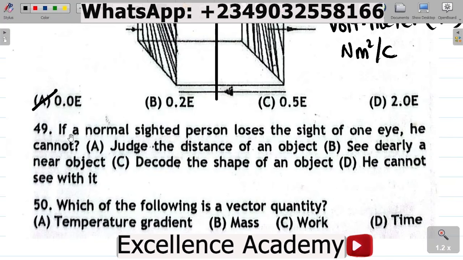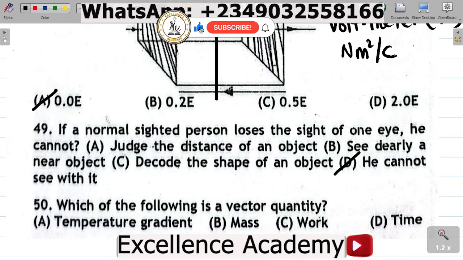All right. Now, if a normal sighted person loses the sight of one eye, then what happens? It's very simple and very clear. The fact now is that he cannot even see with it. Talk more of judging the distance or seeing clearly or decoding the shape. He cannot even see with that eye because you've lost sight of that eye. All right. So, of course, the correct option is he cannot see with it.